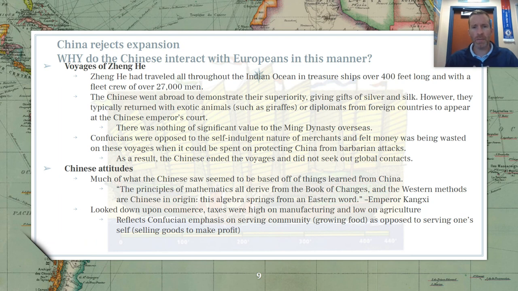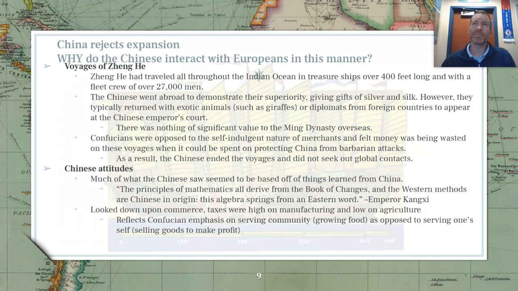But yeah, Chinese attitudes, they're seeing things out there in the world and they're like, you're just ripping off stuff from the Chinese. Case in point, you see this quote from the Emperor Kangxi where he says, the principles of mathematics all derived from the Book of Changes, and the Western methods are Chinese in origin. This algebra springs from an Eastern word. So even the stuff that they're seeing out there, they're like, yeah, that's impressive.